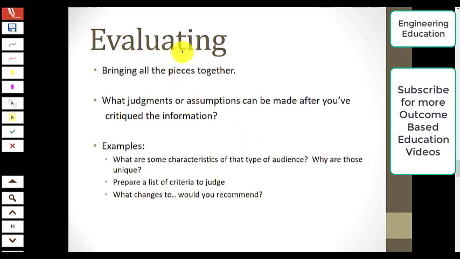Fifth is evaluating. Bringing all the pieces together. What judgments or assumptions can be made after you have critiqued the information? Example questions are: what are some characteristics of that type of audience? Why are those unique? Or prepare a list of criteria to judge. What changes to do? For example, would you recommend? So this is related to evaluation or evaluating.